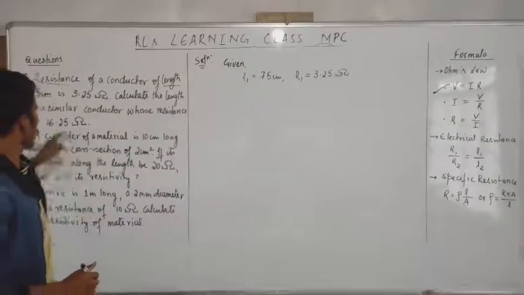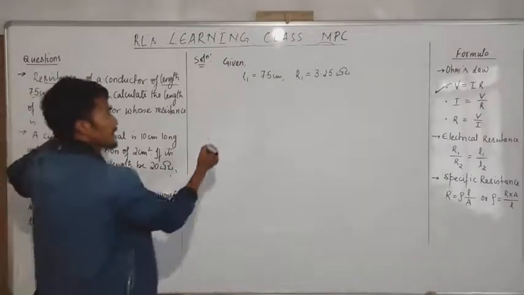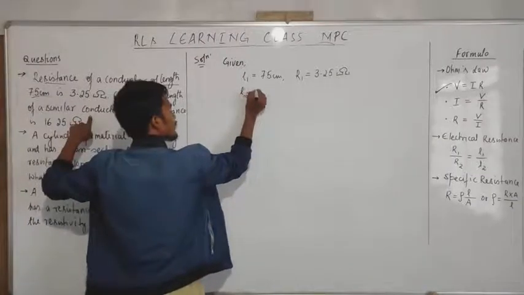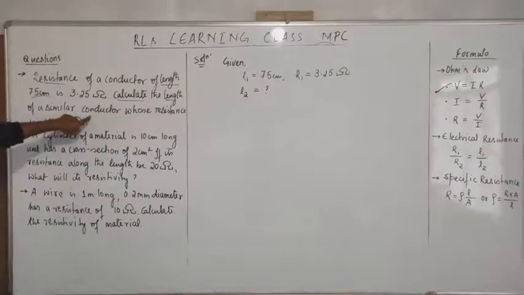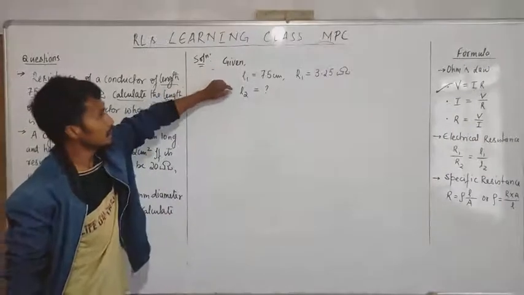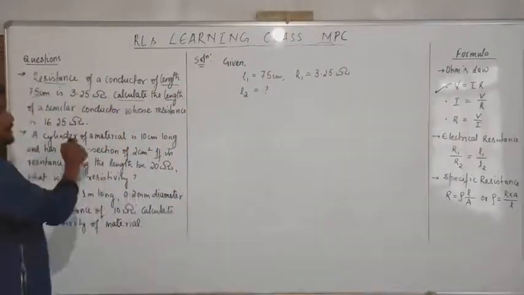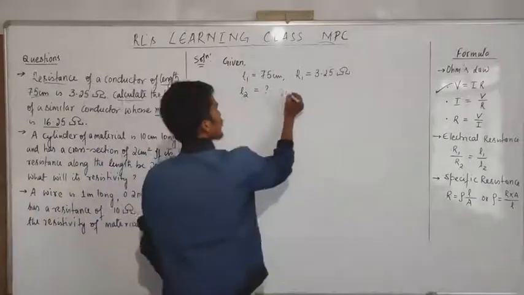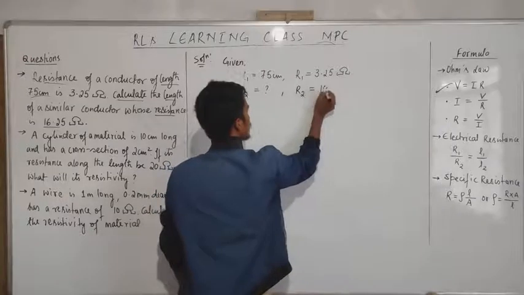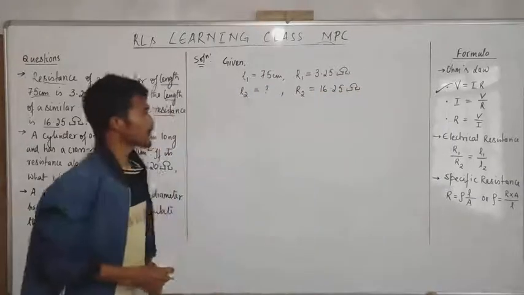Okay, let's look at the second part. Calculate the length of a similar conductor, meaning similar to this first one. The length of this conductor, and this conductor are similar to each other. Then what was the resistance of this? Resistance will be 16.25. Then here R2 is equal to 16.25 ohm. Then look here, what do we need to find?